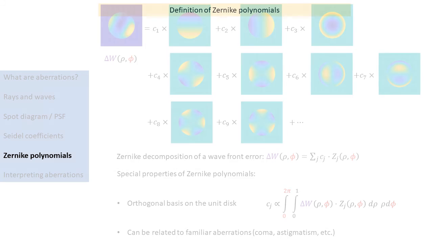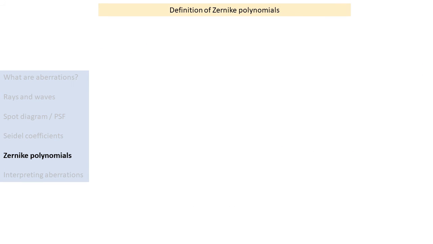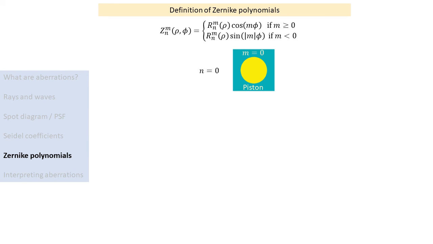Let's look at the definition of the Zernike polynomials. They are defined by two indices. The two indices n and m together define the radial dependence of the function, while only the second index m defines the angular dependence. For the first polynomial, both indices are 0. The function is constant, and it is called piston.